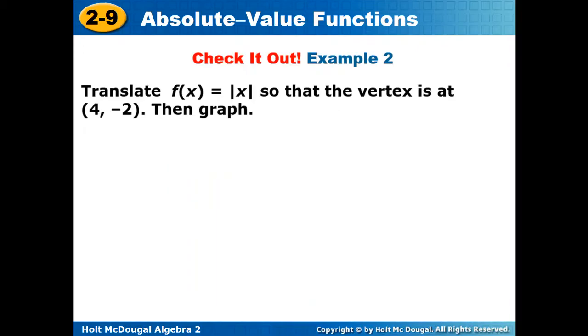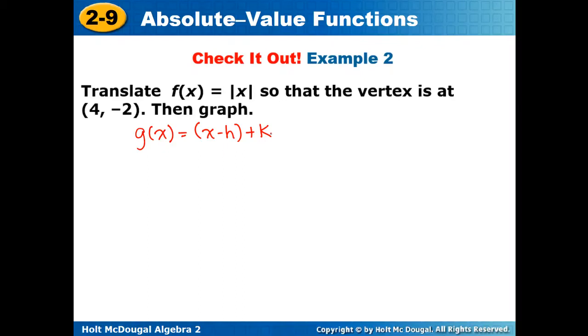All right, so next thing that we're going to look at is, let's see, translate f of x equals absolute value of x so that the vertex is at 4, -2. All right, so 4, -2. Now let's just do it the easy way. So let's remember g of x is equal to absolute value of x minus h plus k.